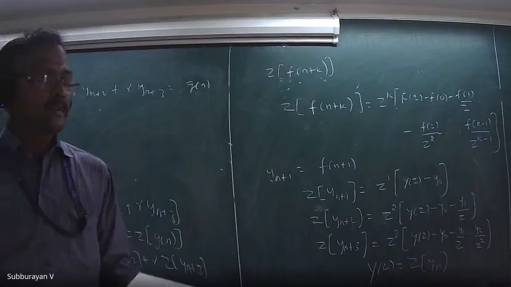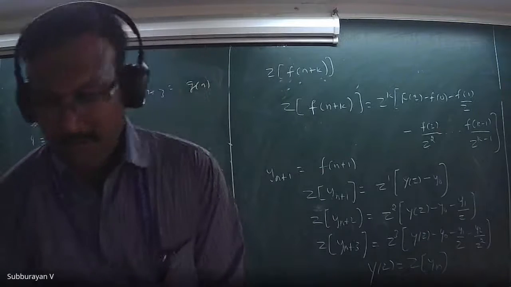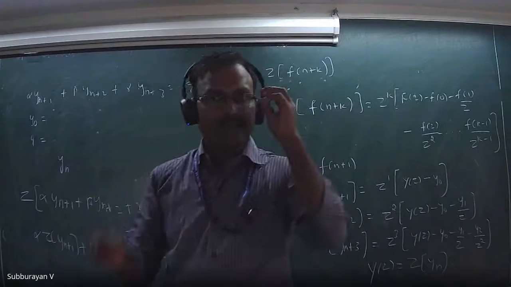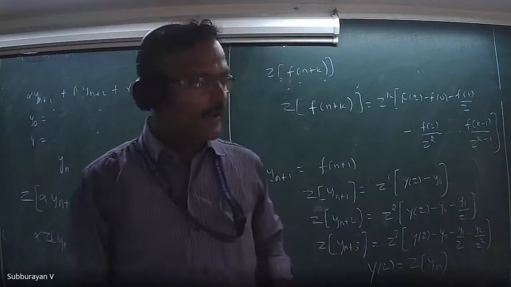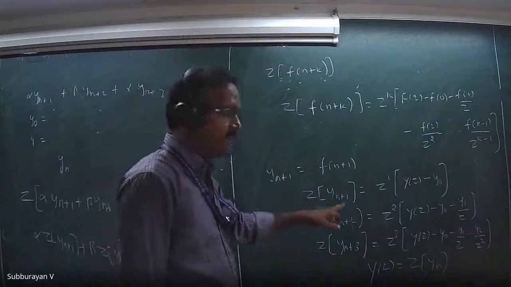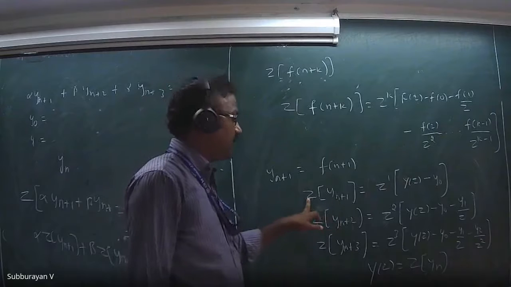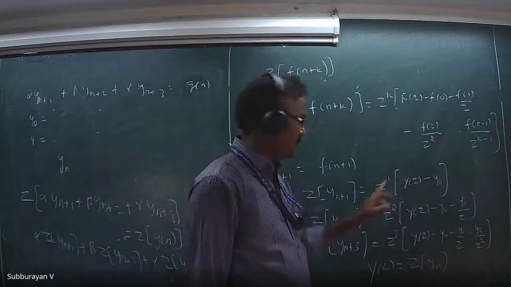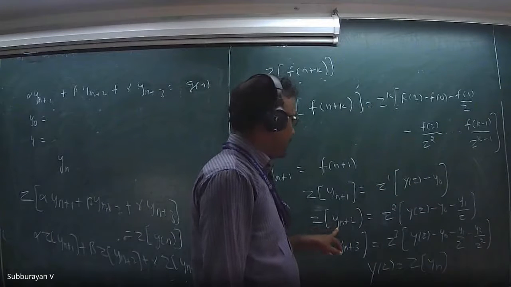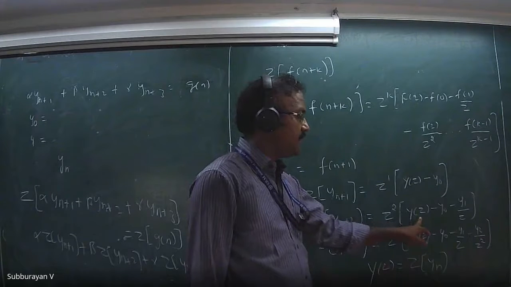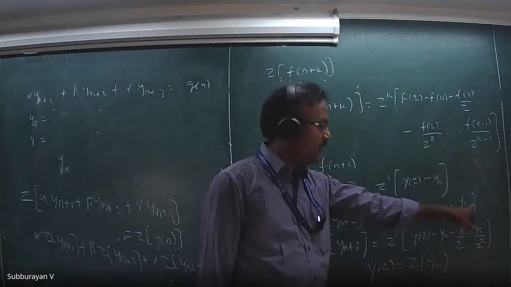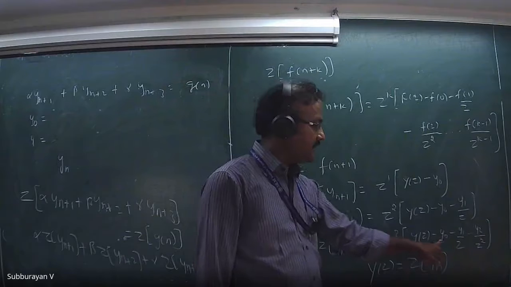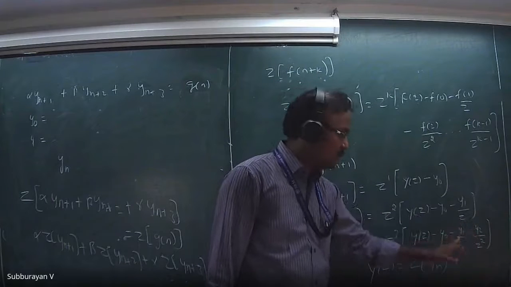I repeat. The first step is to apply the z transform to the given difference equation, and then apply these formulas. Z of y(n+1) equals z Y(z) minus y0, and Z of y(n+2) equals z^2 Y(z) minus y0 minus y1/z, and Z of y(n+3) is z^3 Y(z) minus y0 minus y1 minus y2 and so on.